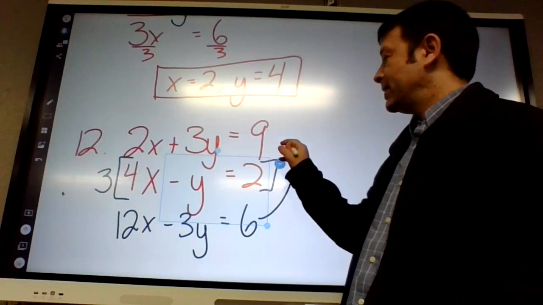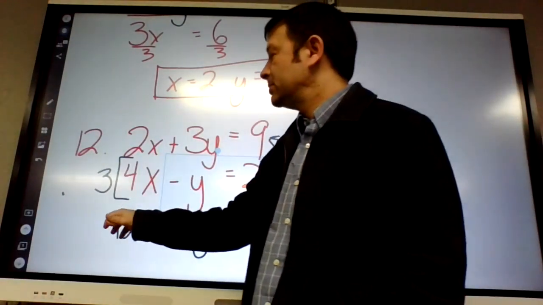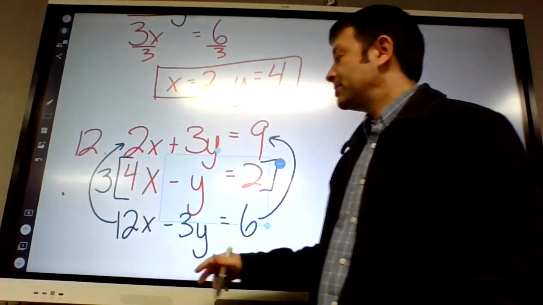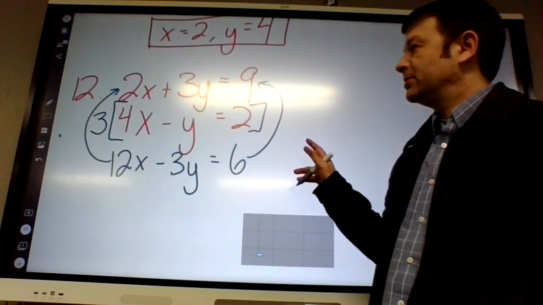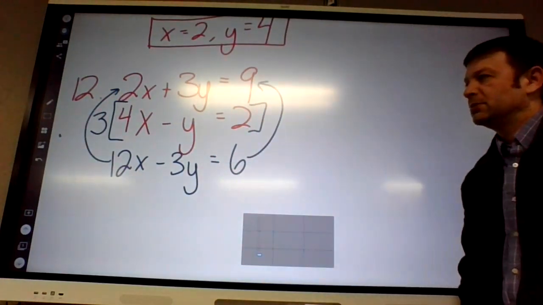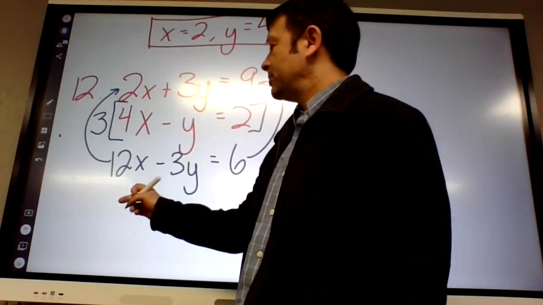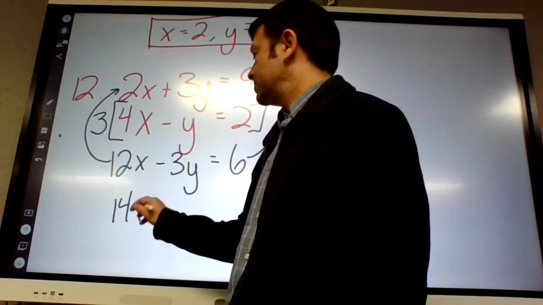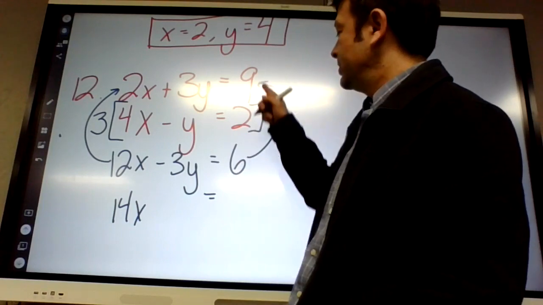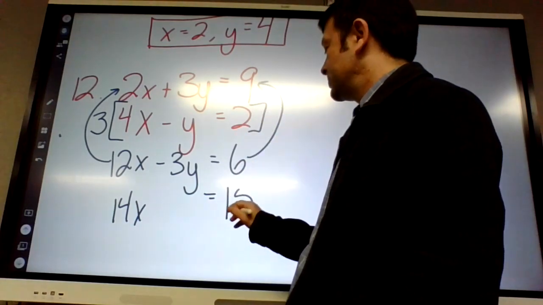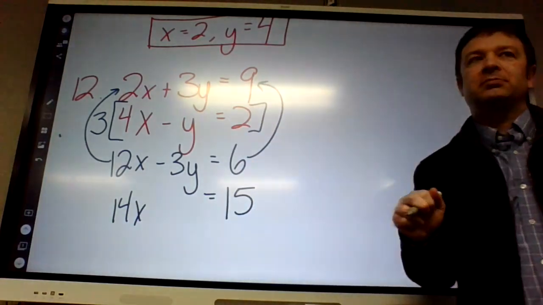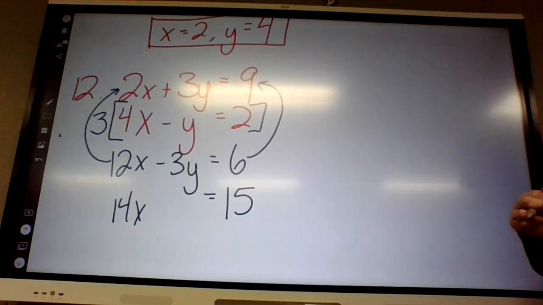Then we're actually adding that to the top line, not the middle line. We don't want to add that to the middle. So 2x plus 12x is 14x. 9 plus 6 is 15. So as you can see, it's weird. Now some of you guys do this backwards. Some of you put 14 over 15, some of you put 15 over 14.